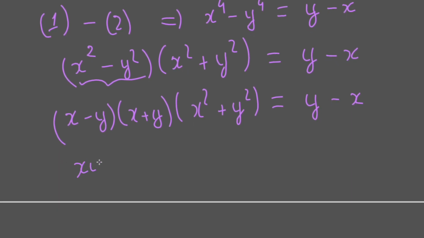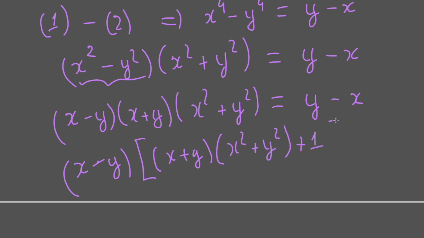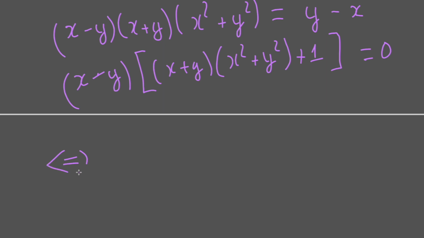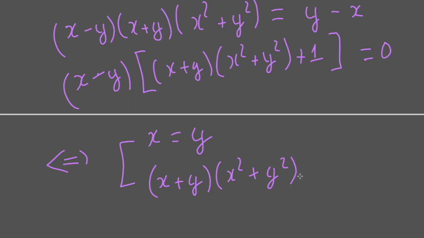Then we get (x minus y) multiplied by ((x plus y)(x squared plus y squared) plus 1) equal to 0. So x has to be equal to y, or (x plus y)(x squared plus y squared) plus 1 must equal 0.